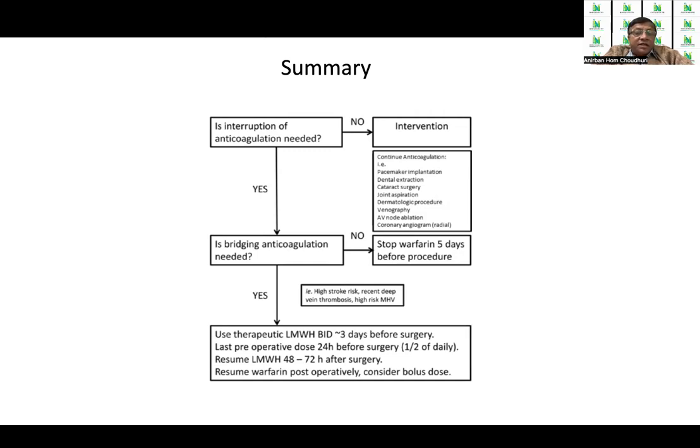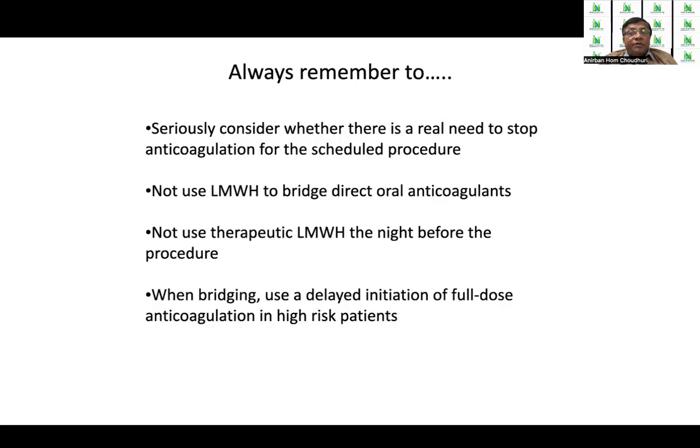If the answer is yes, that is, high stroke risk, recent DVT, or high risk mechanical heart valves, then use therapeutic low molecular weight heparin BID for 3 days before surgery. The last preoperative dose is 24 hours before surgery, which is half of the daily dose. Resume the low molecular weight heparin 48 to 72 hours after surgery, and post-operatively consider the bolus dose when you start warfarin.